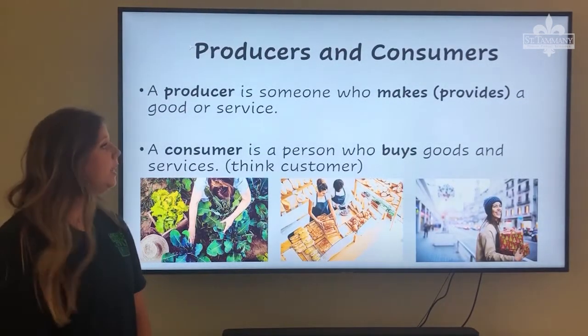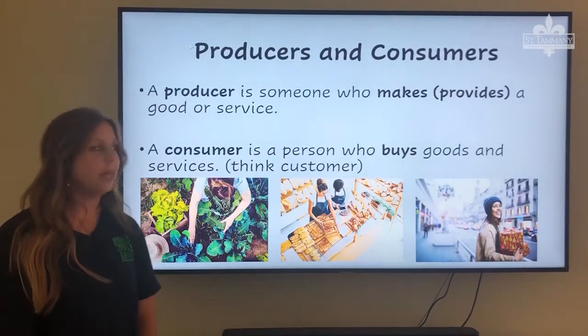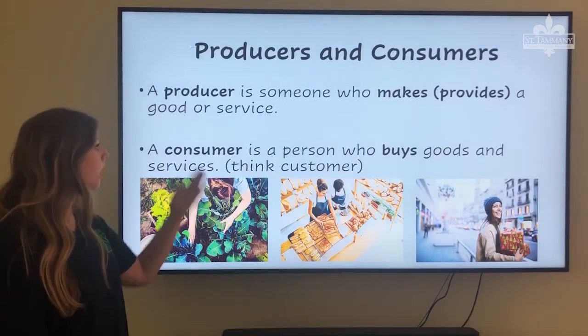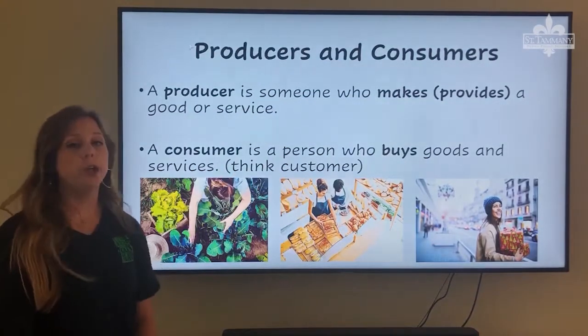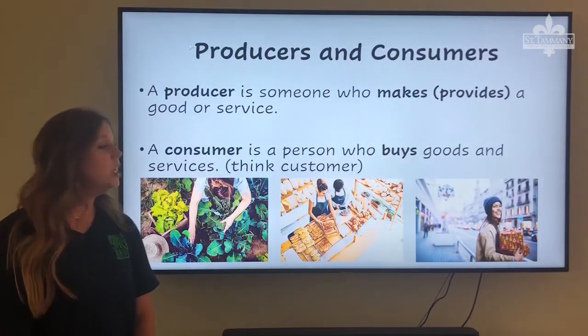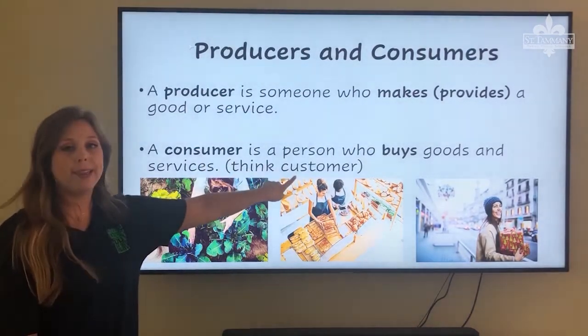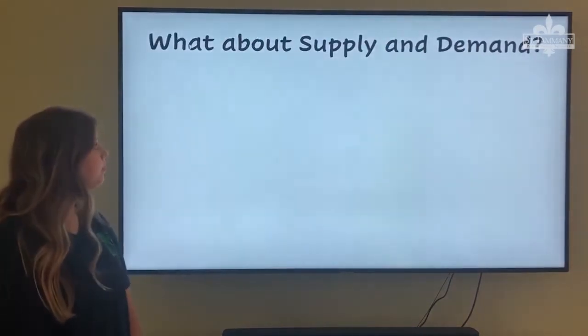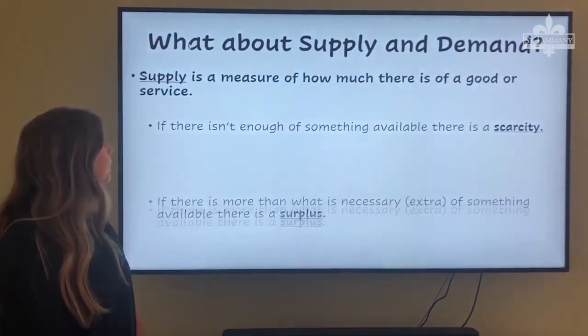Up next, we have producers and consumers. A producer is someone who makes or provides a good or service. A consumer is a person who buys goods and services. So when we think consumer, you want to think customer. How about supply and demand?